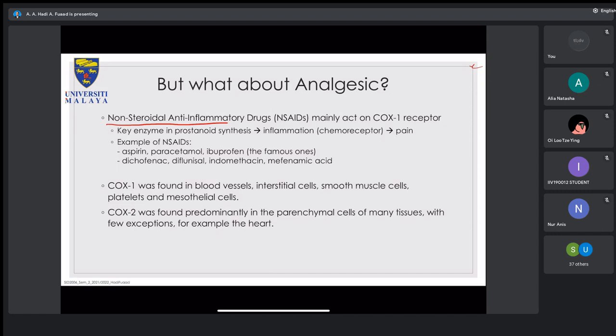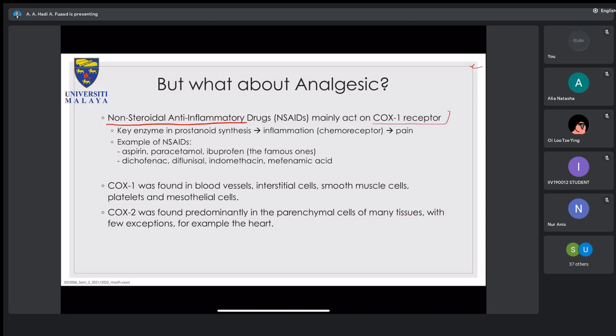Why do we call it non-steroidal? Because if you look at the structure of opioids, they resemble steroids a little bit, and of course steroids can also reduce inflammation, but we do not cover steroids in this lecture. I'm not sure whether you learned it somewhere else, but nonetheless, steroids can also be anti-inflammatory, but on the other hand, steroids can also increase dependency or addiction. But NSAIDs do not do that because they are non-steroidal. So that is the main advantage of NSAIDs.